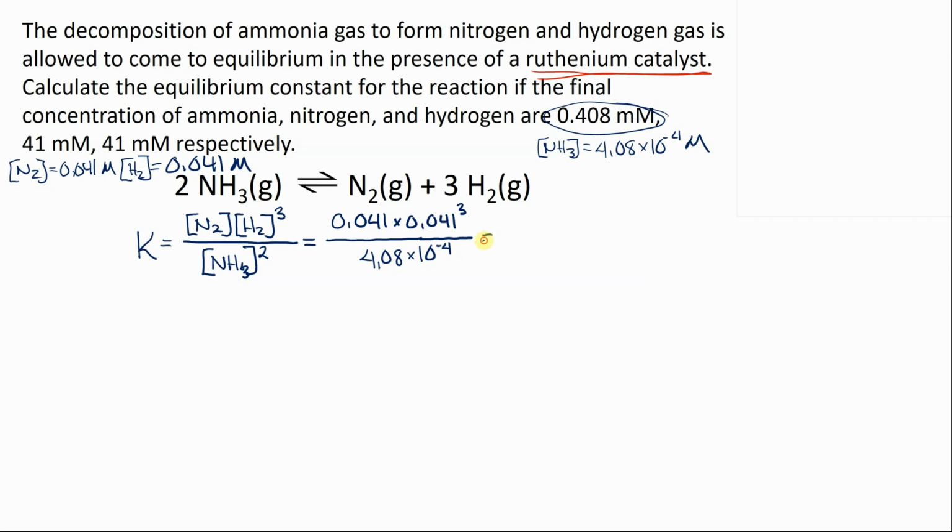And when we put all these numbers into the equation, it comes out as 16.975 and should have two significant figures from those 41 millimolar numbers. So the equilibrium constant at whatever temperature this reaction came to equilibrium at will be 17. Now it's important to note this is specific to this reaction and the temperature. Equilibrium constants will vary as you change temperature. They can also shift as you change pressure.